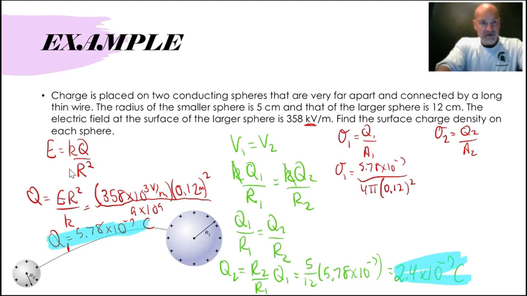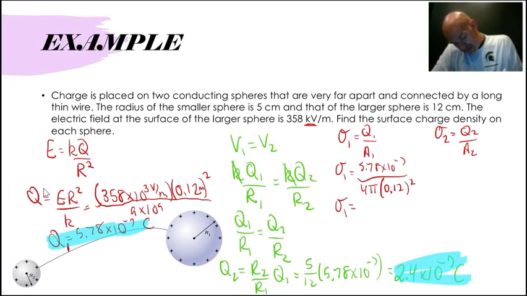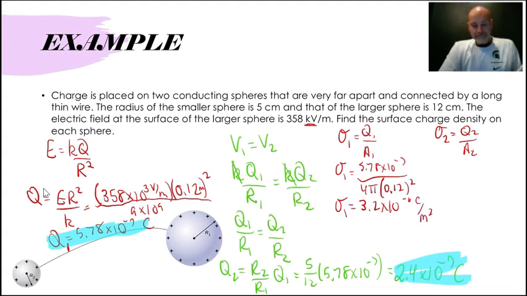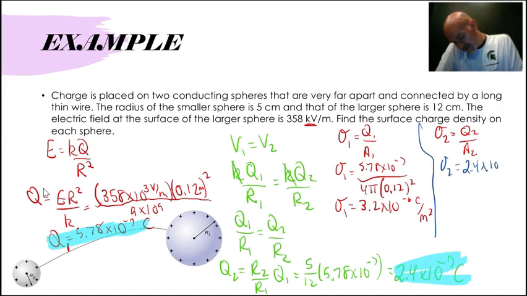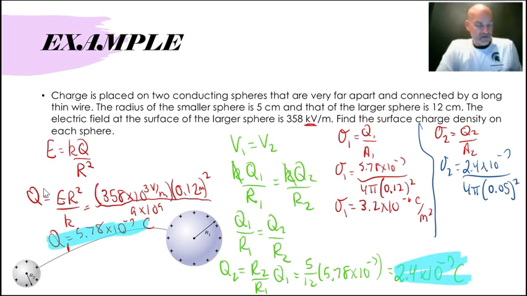5.78 exponent negative 7 divided by parentheses 4 times 3.14 times 0.12 squared, close parentheses. Right, and we get a value of 3.2 times 10 to the negative 6th coulombs per square meter. Okay, now the next one, same math, so 2.4 times 10 to the negative 7th divided by 4 pi, but now we're doing 0.05 squared, because now we're talking about the smaller sphere.